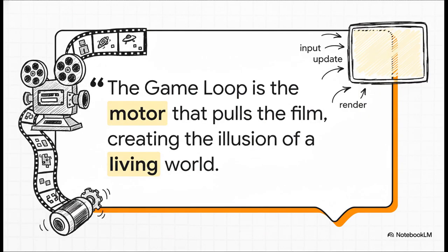And this is just a brilliant way to picture it. Think about an old film projector. Each little frame on that film is just a single static snapshot of your game. The game loop is the motor that's yanking that film through the projector, dozens of times every single second. By constantly checking what you're doing, updating the scene, and then showing you that new frame, it creates this seamless, perfect illusion of a living, breathing world.